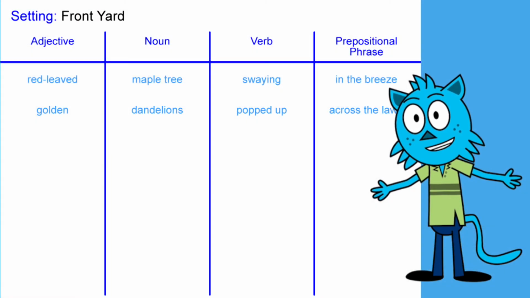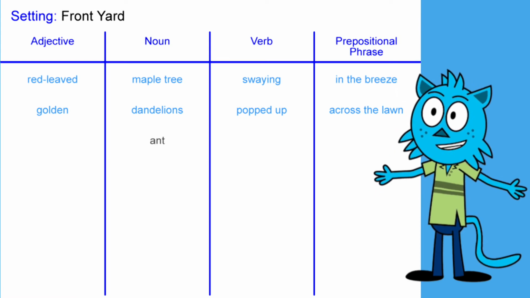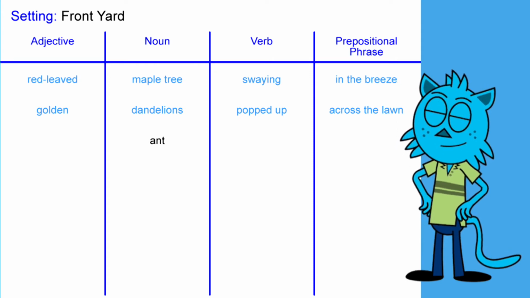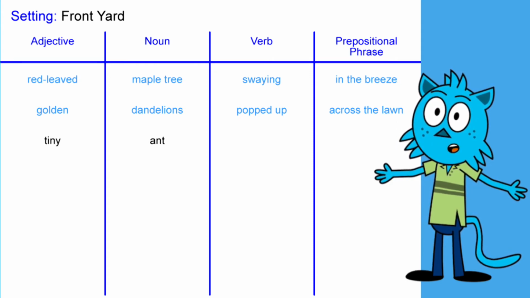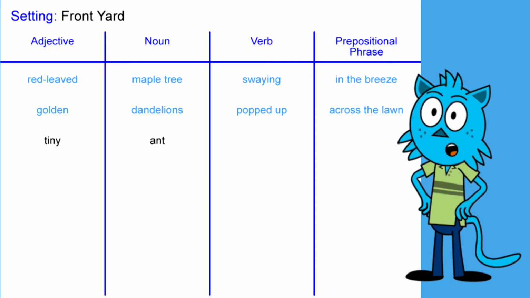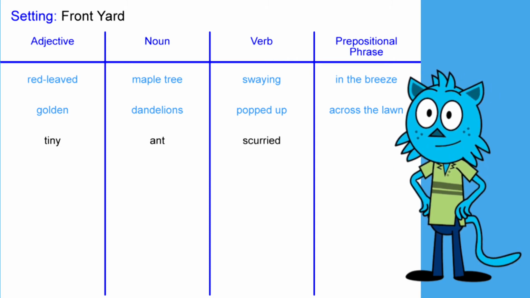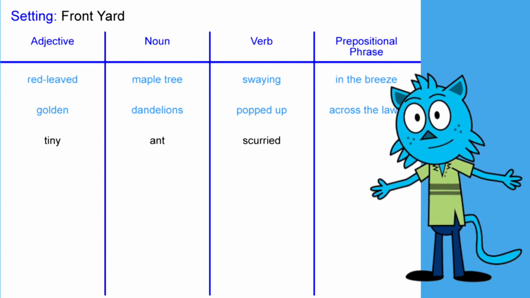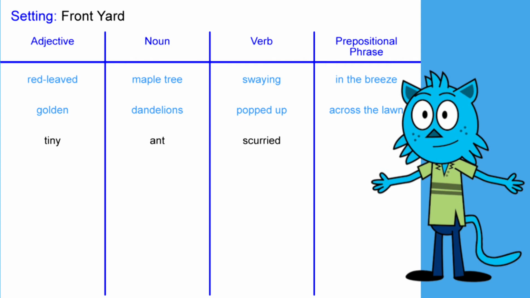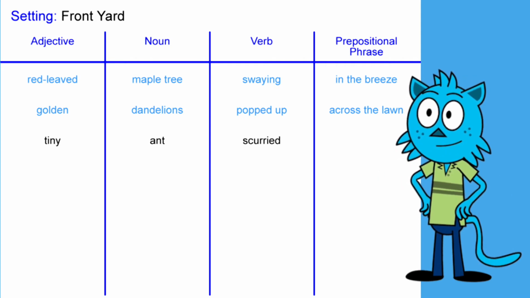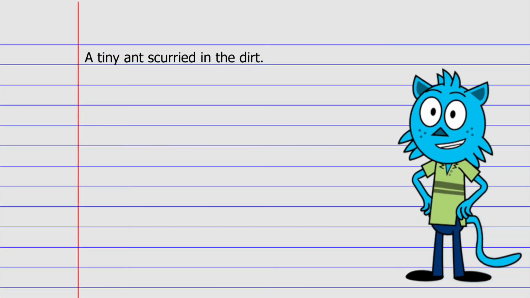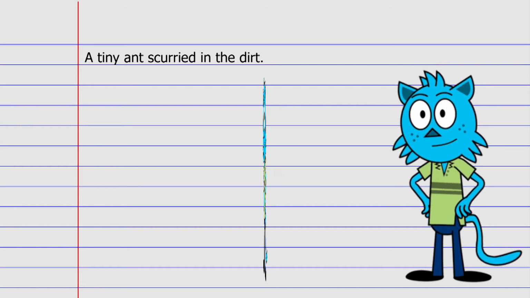Now you try it with this noun, ant. What's your adjective? Maybe you chose tiny. What's your verb? Ran, scurried. And a prepositional phrase? Between the grass, along the driveway, in the dirt, under the leaves. A tiny ant scurried in the dirt.